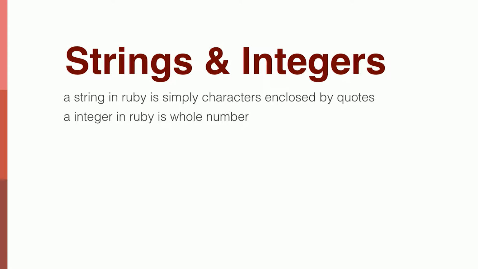Strings and integers. Strings are a very simple concept, right? Anything inside of quotation marks, Ruby sees as strings. Integers, we're just going to think of them as numbers. It's a little more in-depth than that. You can get into floating. You can get into big numbers. For the sake of this, we're just talking about numbers.